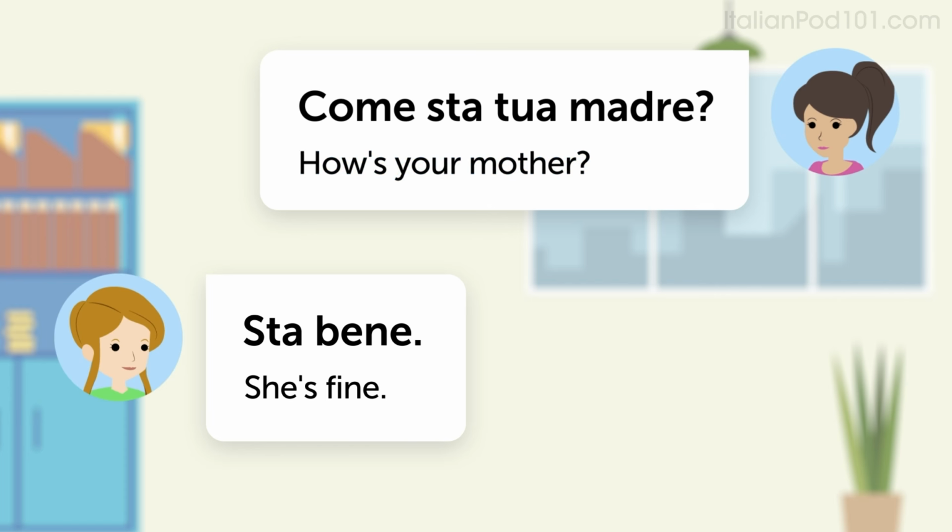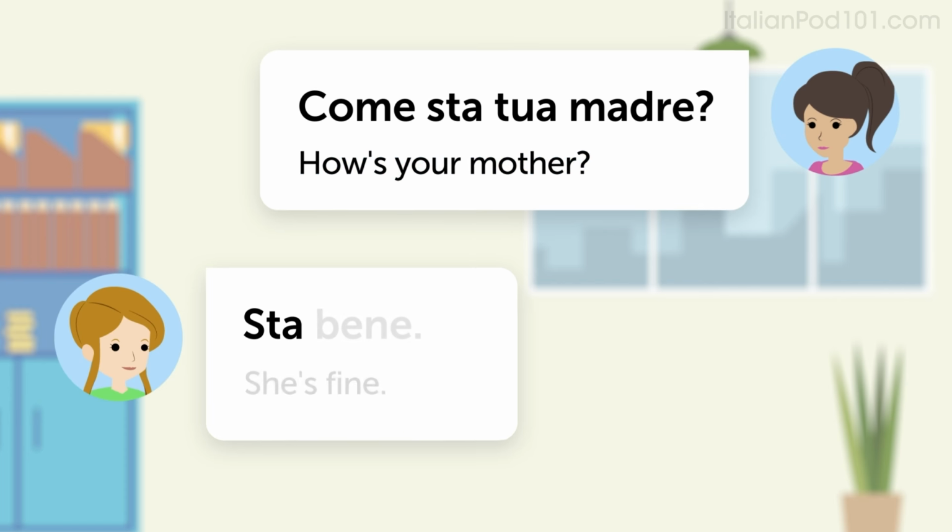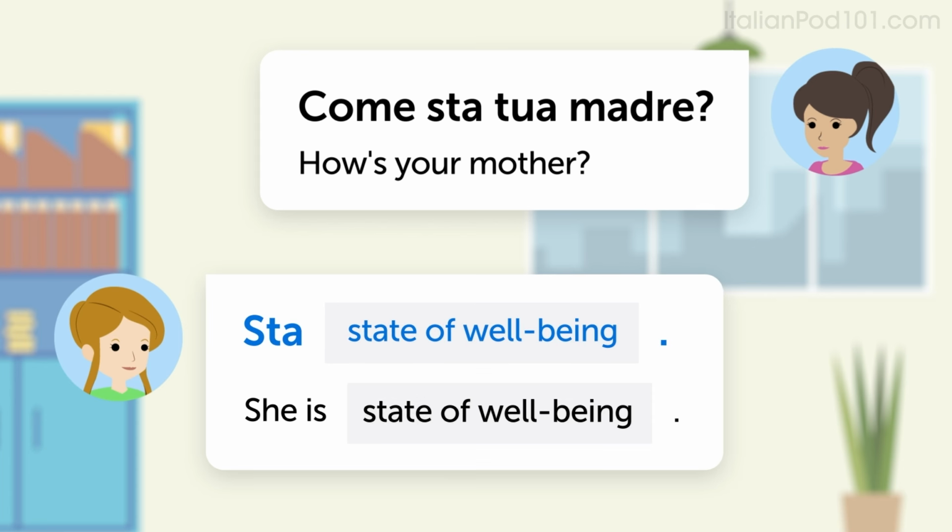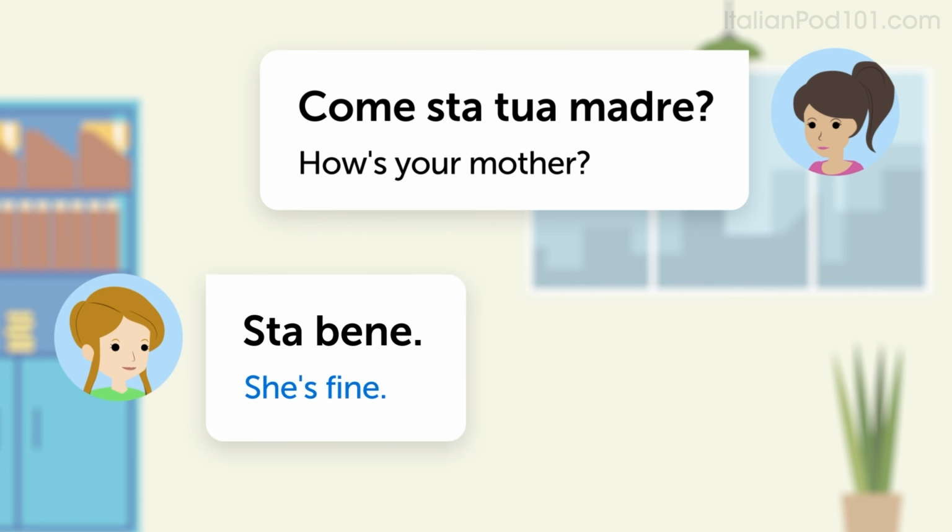Now, how do you answer this question? The pattern is Sta, state of well-being. This Italian sentence literally means, she stays, but it translates as, she is state of well-being in English. For example, she's fine. Sta bene.